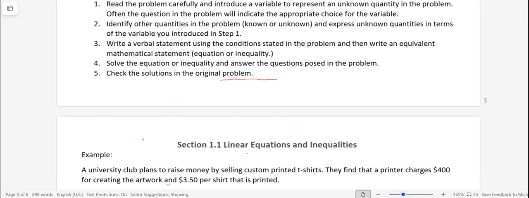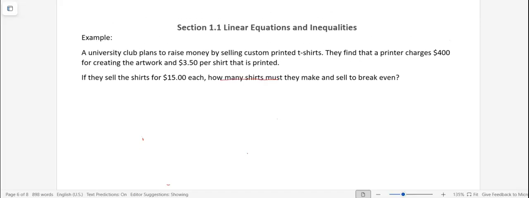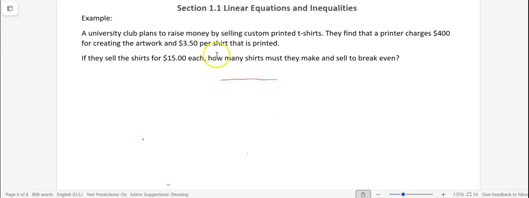So we'll do one example here real quick. University Club plans to raise money by selling custom printed t-shirts. They find that the printer charges $400 for creating the artwork and $3.50 per shirt that is printed. If they sell the shirts for $15 each, how many shirts must they make to break even?